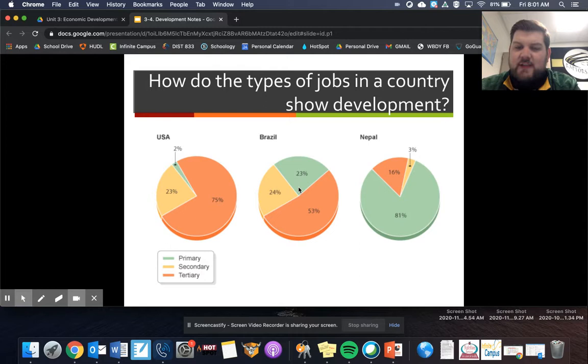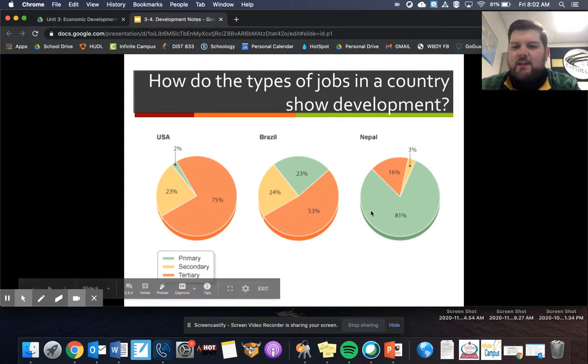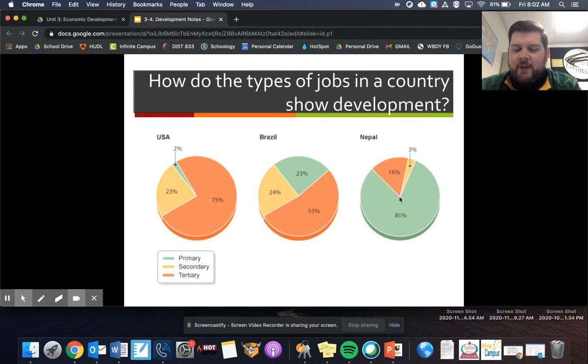You can see Brazil's kind of split. That's because they're a little bit in between. They're kind of on the rise towards an MDC, but they're not quite all the way there yet. And Nepal has the highest percentage of primary jobs, which makes them an LDC.